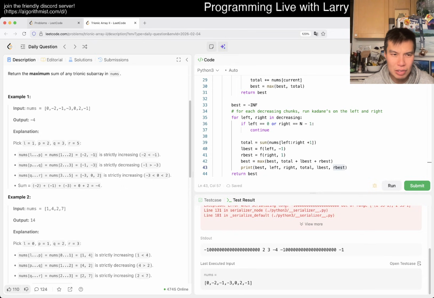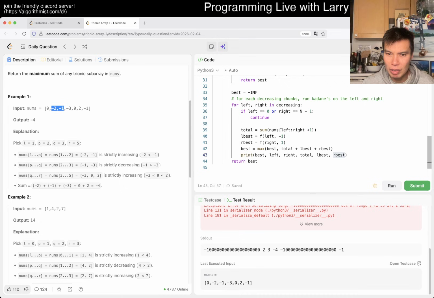No, this is 2, 3, 0, 1, 2, 3. Wait, is that right? Oh yeah, no, that's right. So 2, 3, -3 plus 2 is going to be -1, so that's probably right. But why is this wrong? -3. Do I get the delta wrong? No.